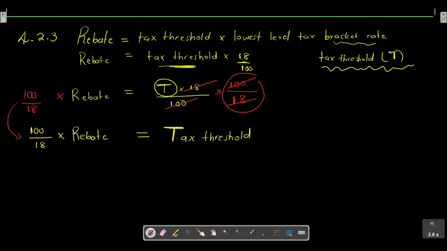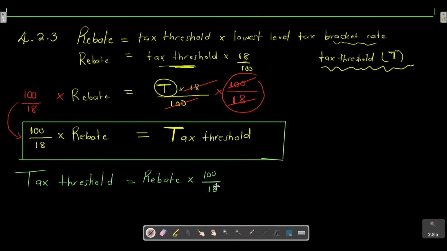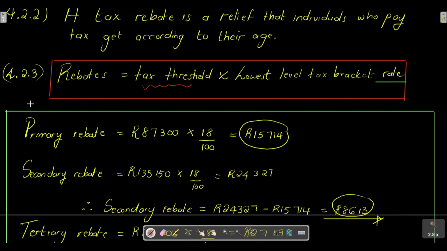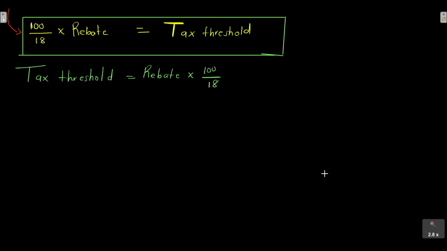What do you now see? We've got a new equation for calculating the tax threshold. This equation is telling us that the tax threshold is equal to the rebate multiplied by 100 divided by 18. Do you see how amazing this is? Just knowing how the rebate is calculated helped us determine how your tax threshold is calculated. So this is the equation we're now going to use to determine the tax threshold.